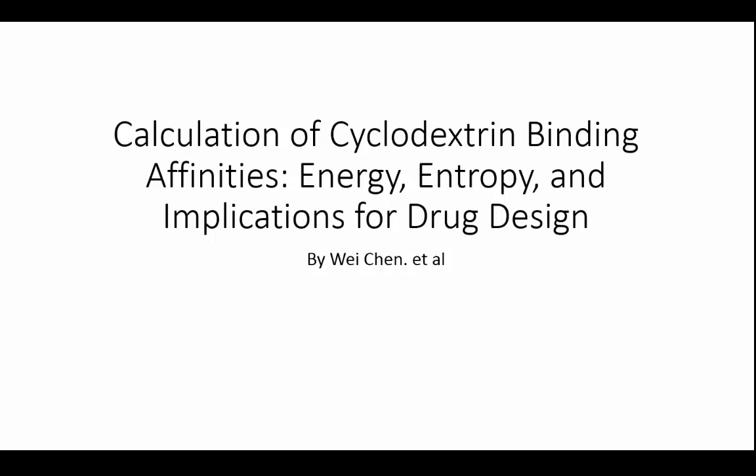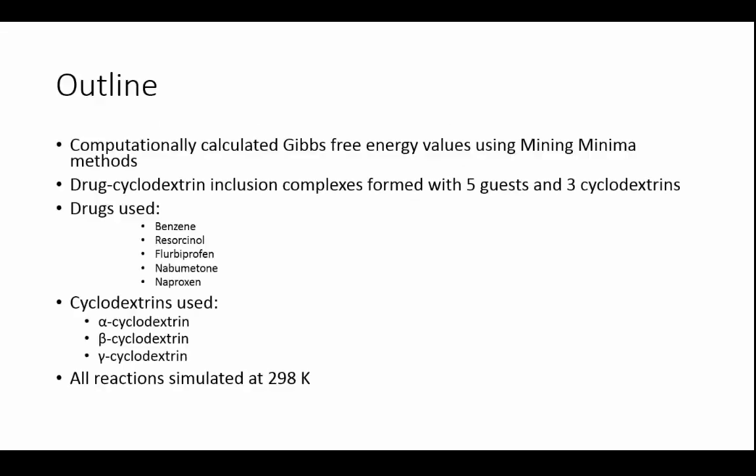The last of the studies is by Wei Chen, titled The Calculation of Cyclodextrin Binding Affinities, Energy, Entropy and Implications for Drug Design. This study used mining minima methods to calculate the Gibbs free energy of 5 guests inside 3 cyclodextrin hosts. The 5 guests were benzene, resorcinol, flurbiprofen, nabumetone, and naproxen. The 3 cyclodextrin hosts were alpha, beta, and gamma cyclodextrin. All reactions were simulated at room temperature.